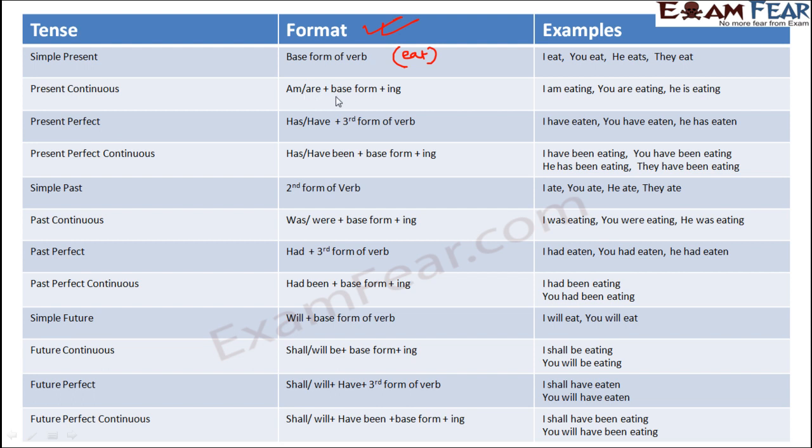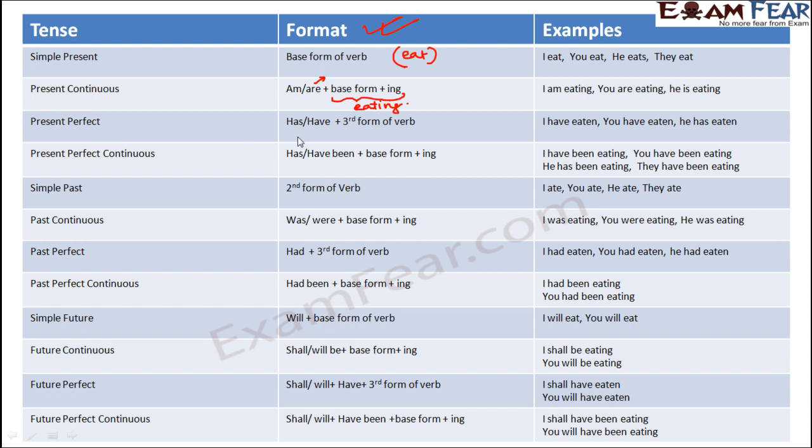Am or are plus base form of the verb plus ing. Base form plus ing actually means eat plus ing, which is eating. So you will have eating. Similarly, sleeping, drinking, cooking, driving. These would be the forms of the verbs in the present continuous. Now you will use am for first person and you will use are for the plurals, whether it is first person or second person or third person. Are will always be used with the plural numbers, and is would be used for the singular number, like he is eating, I am eating, you are eating. So this is how you would use is, are, or am.